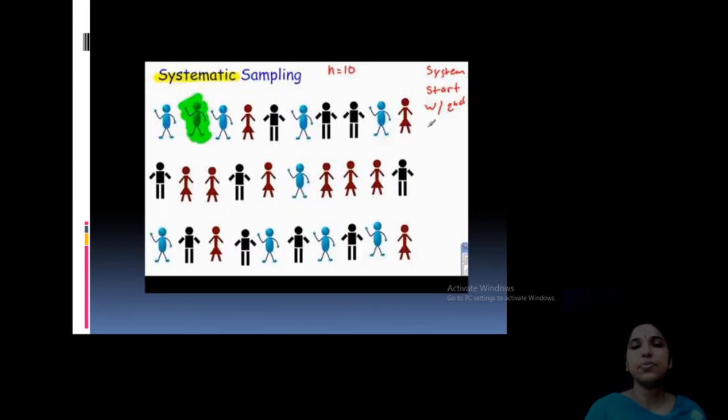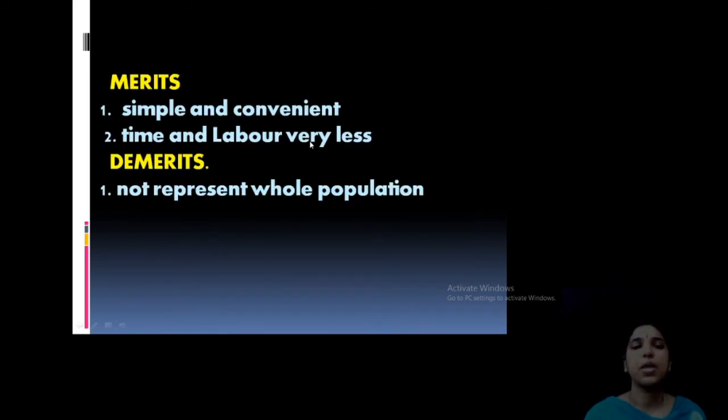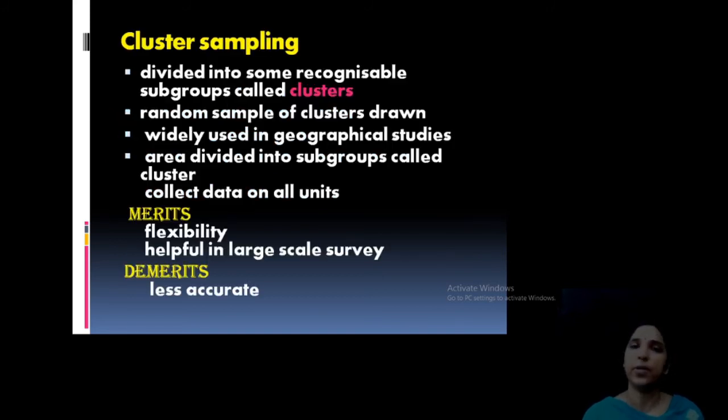Clear? See here, K equal to 10. So count, then take out the samples. Likewise you can have. Okay. Then merits: simple and convenient, time and labor very less. Demerits: may not represent the whole population; sometimes difficult to represent the whole population. Okay. Then next is cluster sampling.